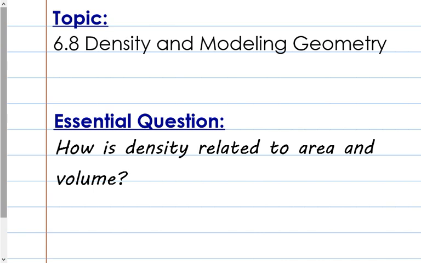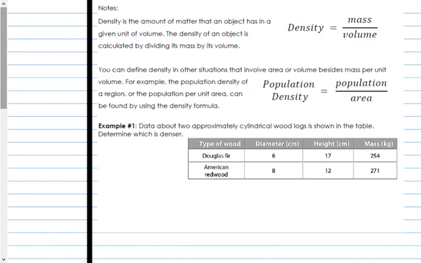Our essential question is, how is density related to area and volume? Density is the amount of matter that an object has in a given unit of volume. The density of an object is calculated by dividing its mass by its volume. And I heard a teacher say one time that D equals M over V. So like the DMV, the Department of Motor Vehicles, where you go to get your license, if you can remember DMV, density equals mass over volume.